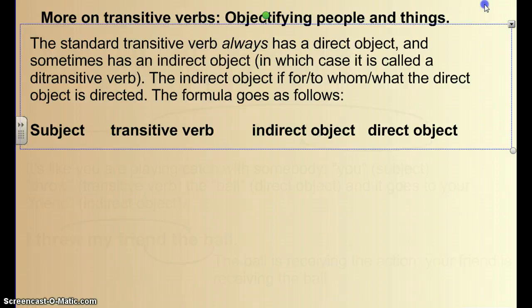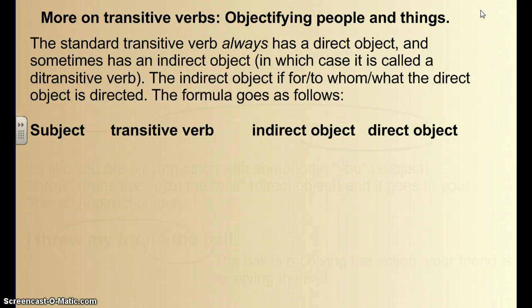Now, things get a little more complicated. A standard transitive verb, as I said earlier, always has a direct object. But sometimes it also has an indirect object, in which case the verb is actually called a ditransitive verb.